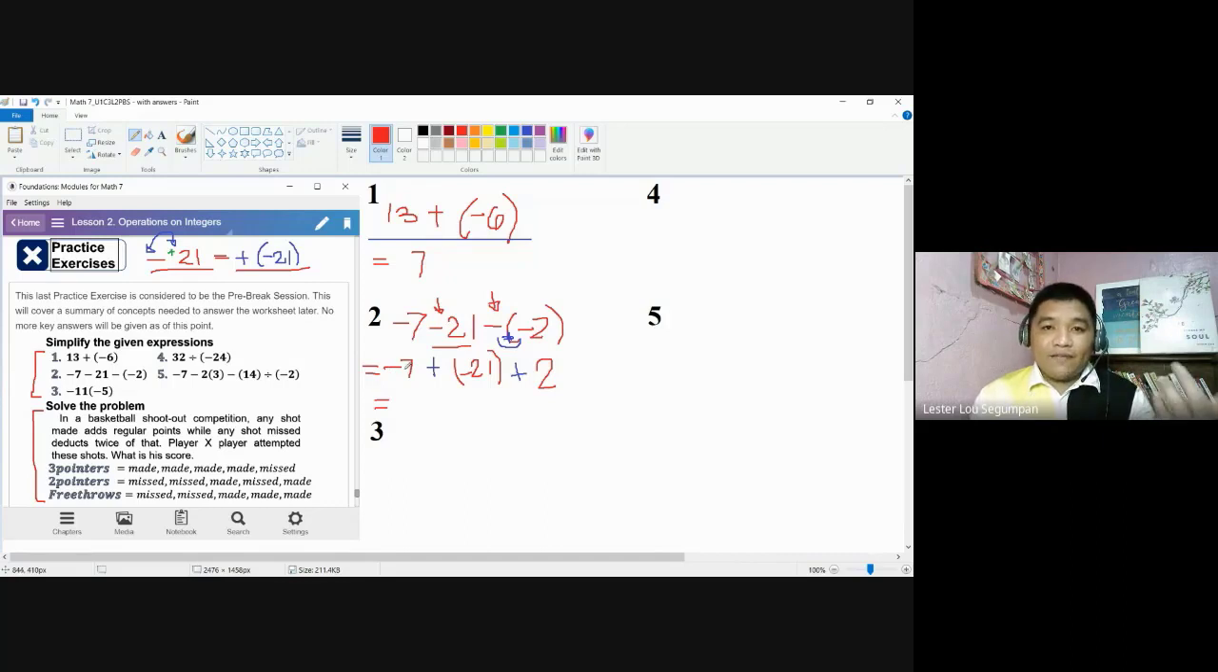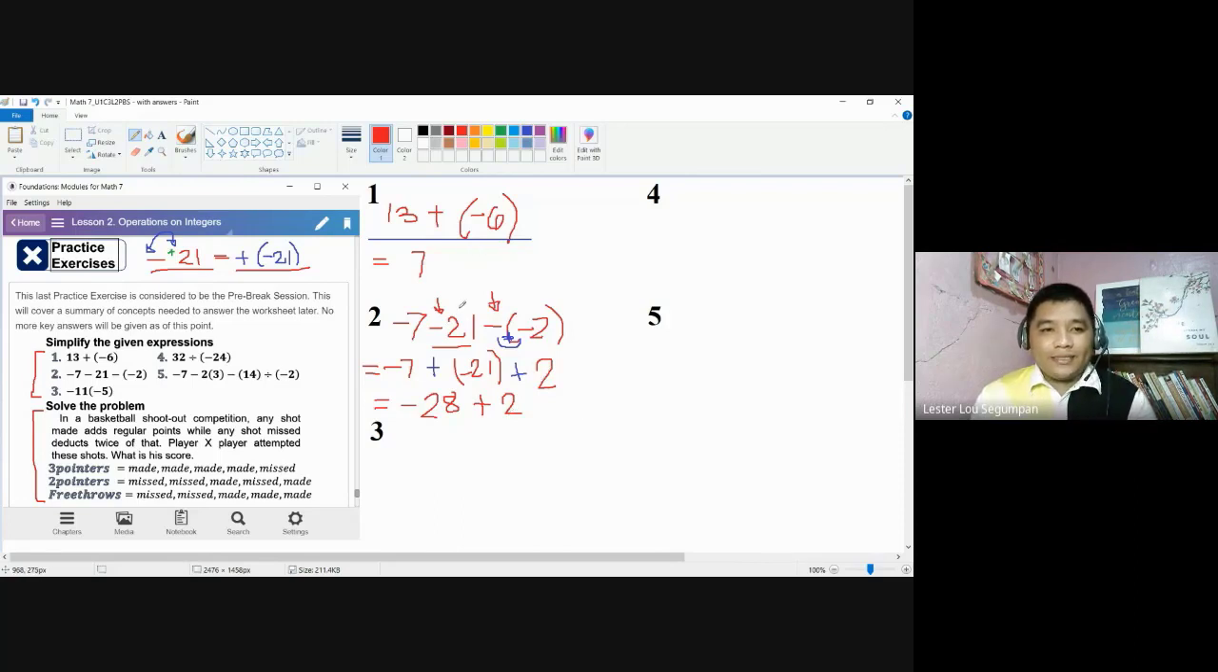-7. I have utang, 7 pesos. And then -21, another utang, 21 pesos. So for the first two terms, I have borrowed money, which is 7 pesos, and another borrowed money of 21 pesos. I have a total of borrowed money which is 28 pesos. I borrowed 7 for the first time, and I borrowed again 21. So the total is 28 pesos borrowed money. Since it's borrowed money, I use negative here. And then you have plus 2. I'm just copying the third term.